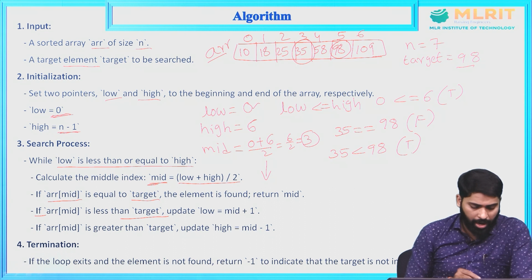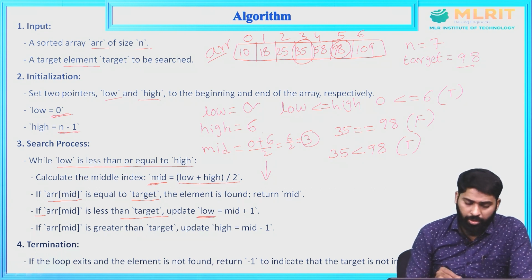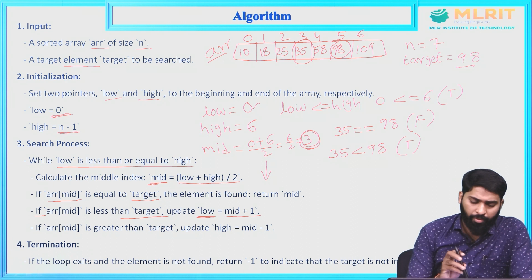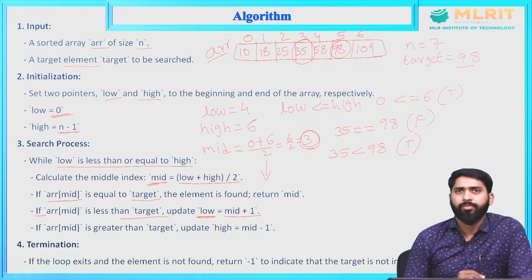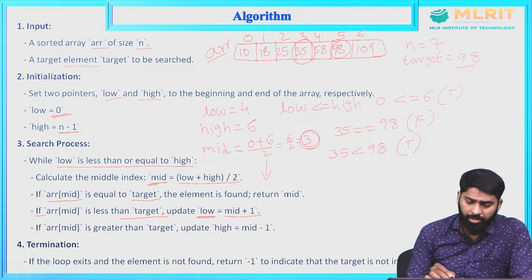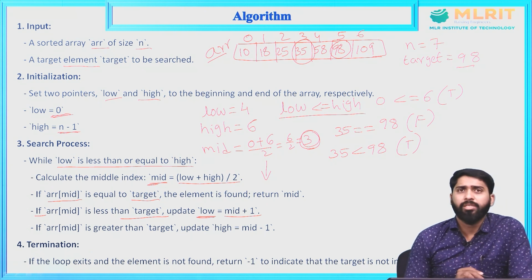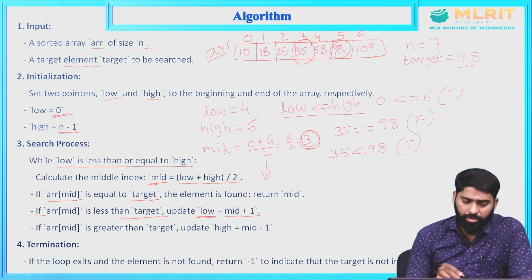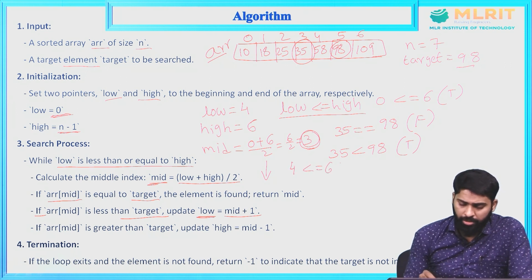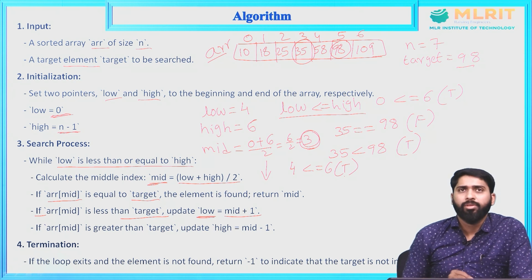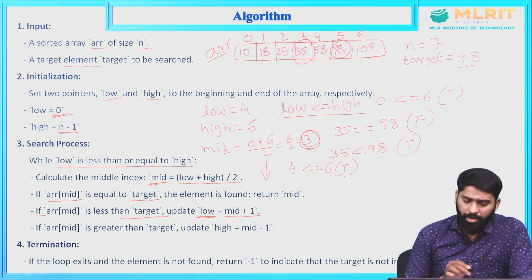So update low. Low, which is 0 now, equals mid plus 1. What is mid? 3. 3 plus 1 means 4. Now the low value becomes 4. Now again check the condition: low less than or equal to high. What is low? 4, less than or equal to 6. Yes, it is true. So again enter into the block and find mid.